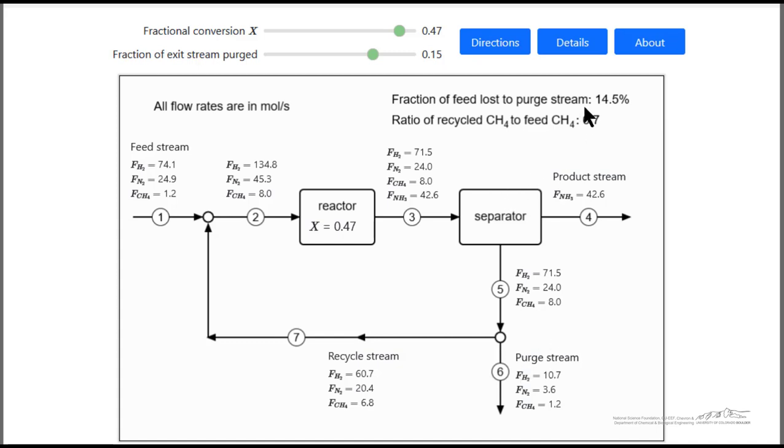So hopefully this gives you an idea why we have to have a purge stream, why the purge stream can't be too large, and why it can't be too small.